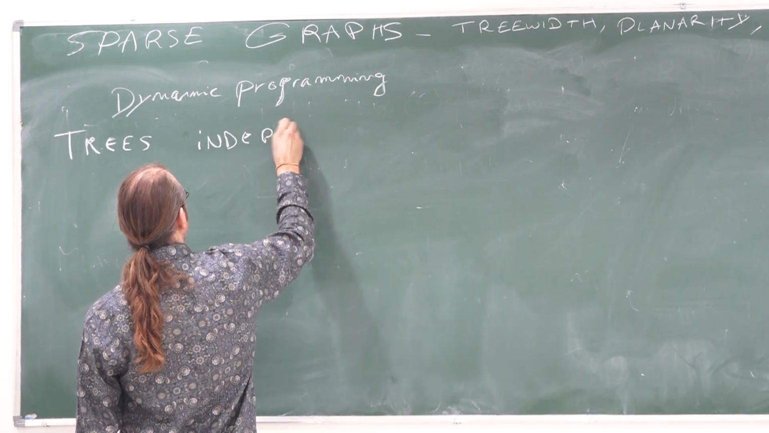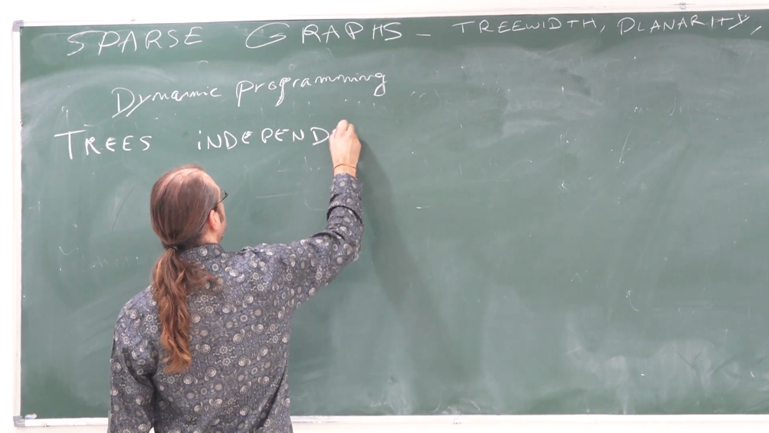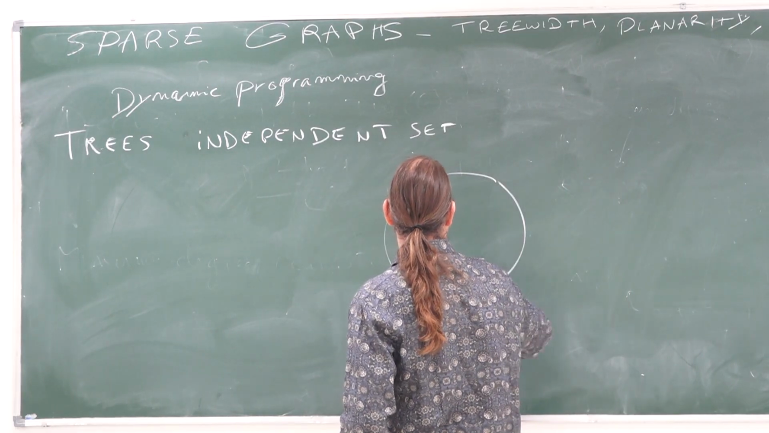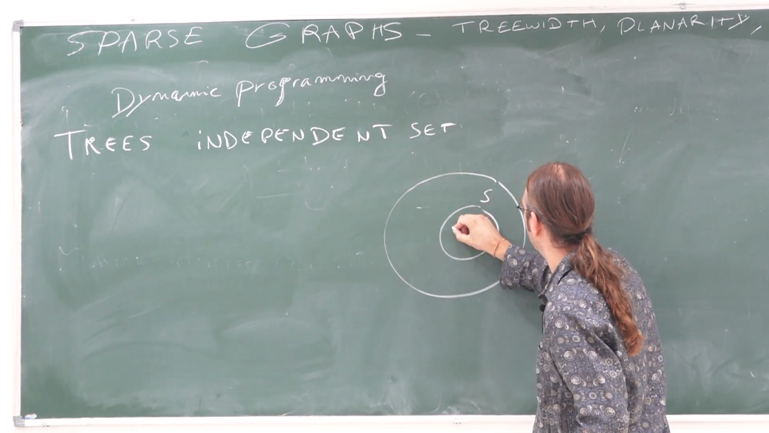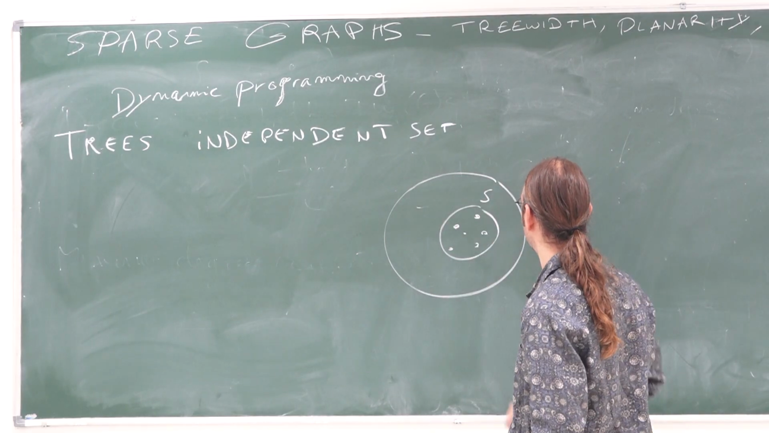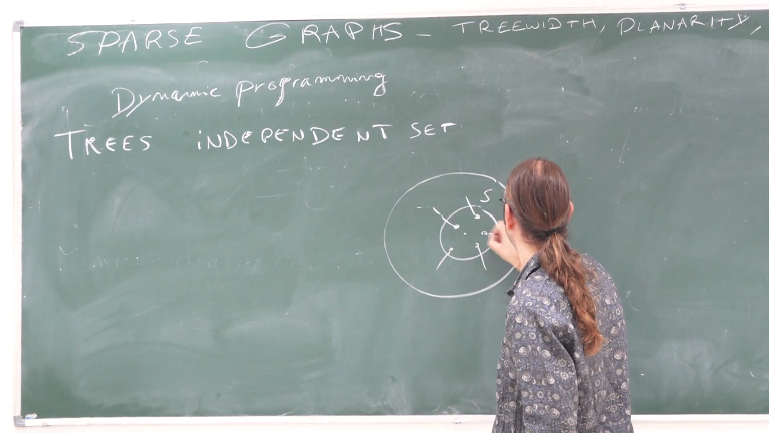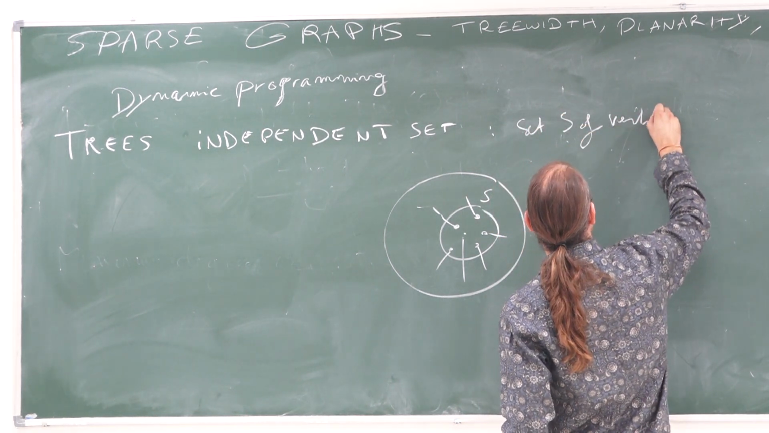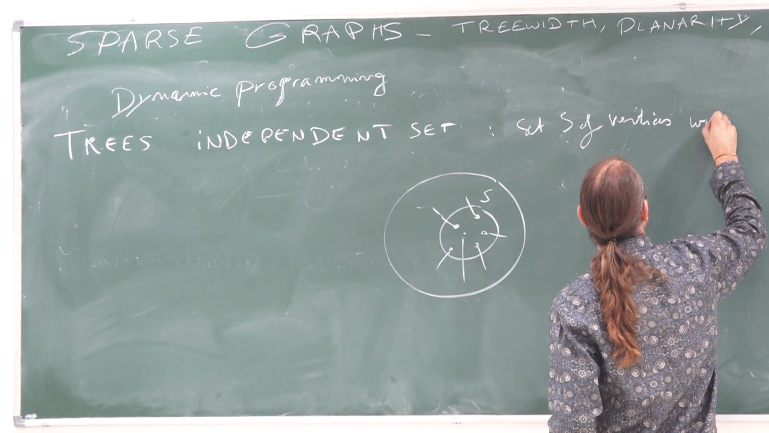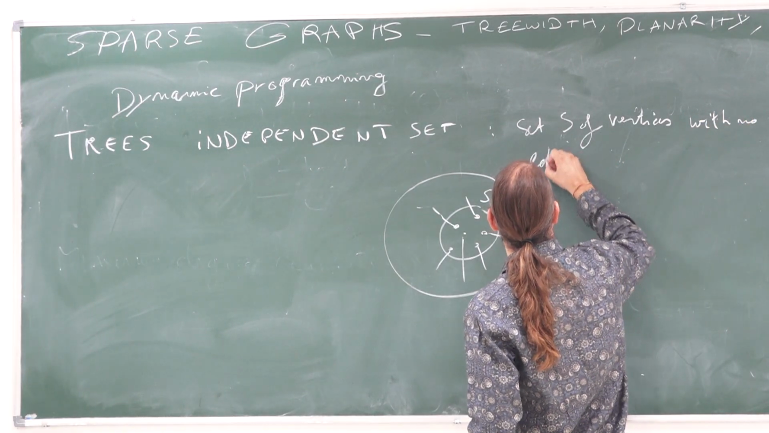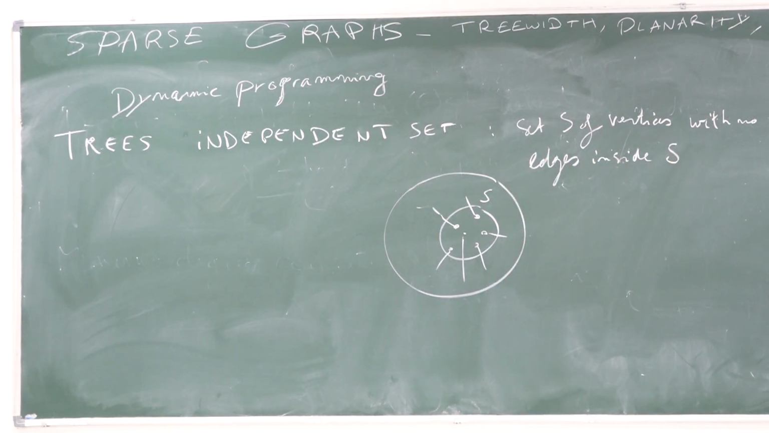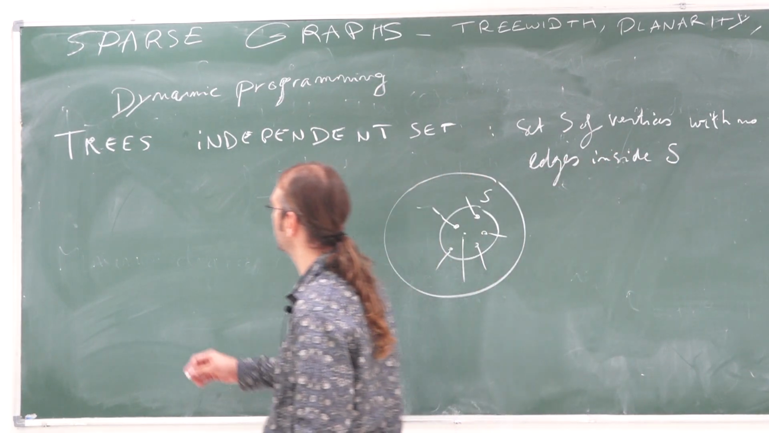So what's an independent set in a graph? In a graph, an independent set is a set of vertices S with no edges inside S. So, for example, if you take an empty set, this is an independent set. Of course, we want to find a large one. So the goal is to maximize.